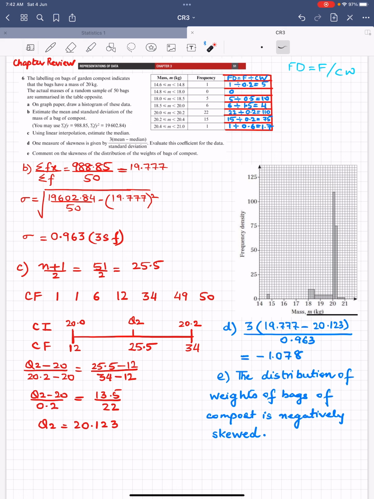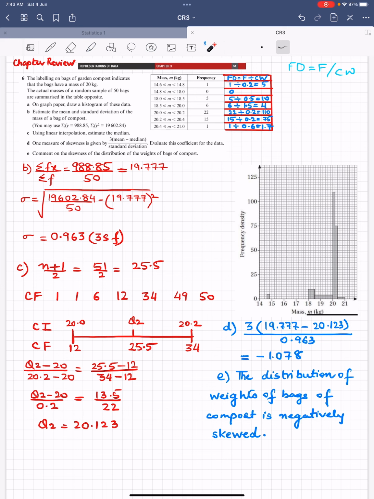So, for drawing a histogram, on the x-axis, we have the class interval, which is represented by this column, and on the y-axis, we have the frequency density. We calculate the frequency density by the formula: frequency density is equal to frequency divided by the class width. So let's see how to calculate the frequency density for the first class interval.